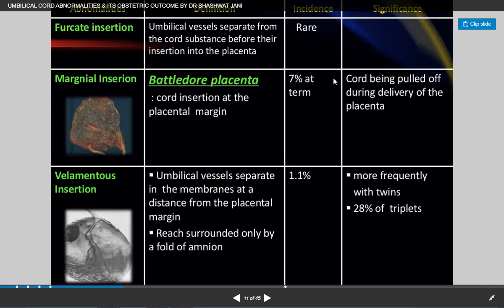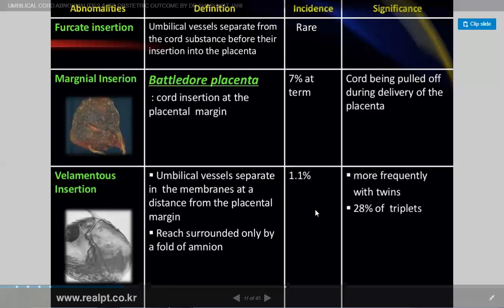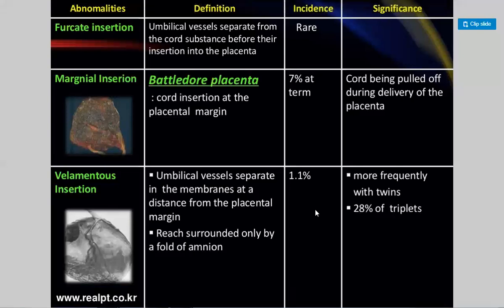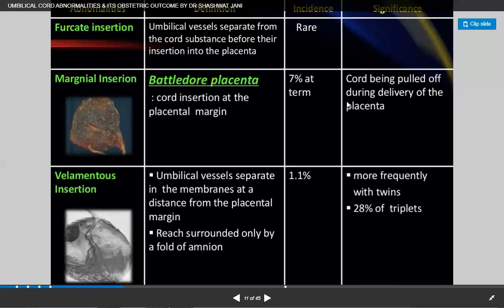And how common is it? It is 7% at term, and the cord may be pulled off during delivery of the placenta. That is significant. And filamentous insertion, that is umbilical vessels separate in the membranes at a distance from the placental margin and are surrounded only by a fold of amnion. The incidence is about 1.1%, and it is more frequent with twins, and 28% of triplets. We are going to see in which condition this type of thing will happen.